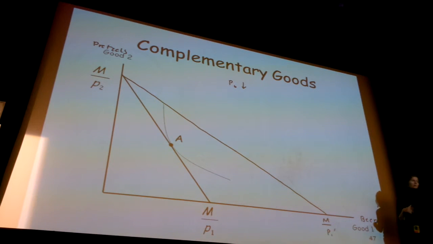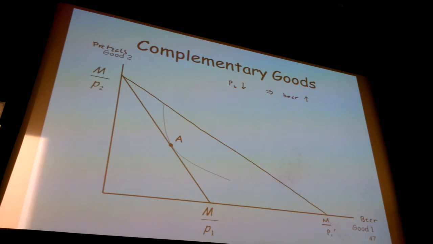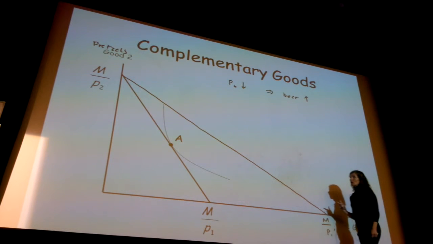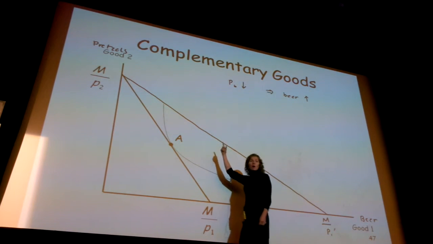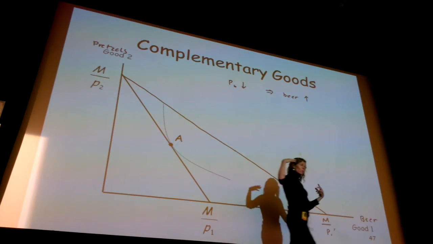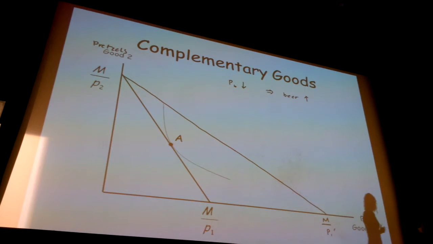So the first thing you think is, okay, the price of beer falls, so that probably is going to imply that my consumption of beer, the quantity of beer, is going to go up, right? Because if something gets cheaper, you're going to tend to want to have more of it. Now, if you're buying more beer, and beer and pretzels are complements, you're probably going to want more pretzels as well. That's what we're saying when you have a complementary good. So pretzels are also going to increase.